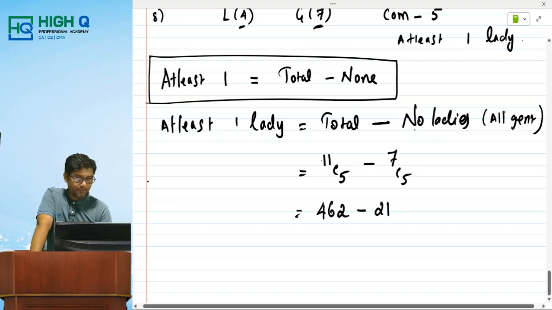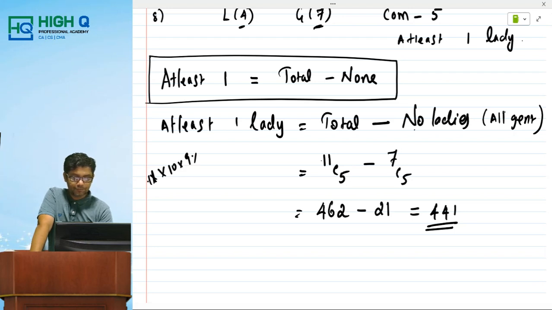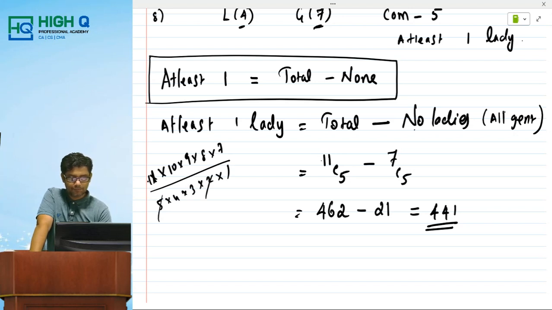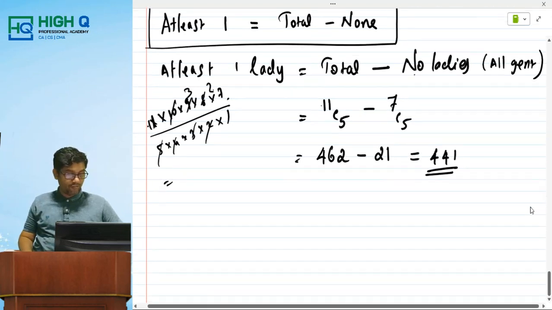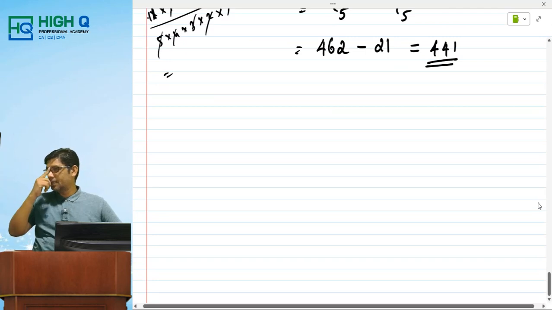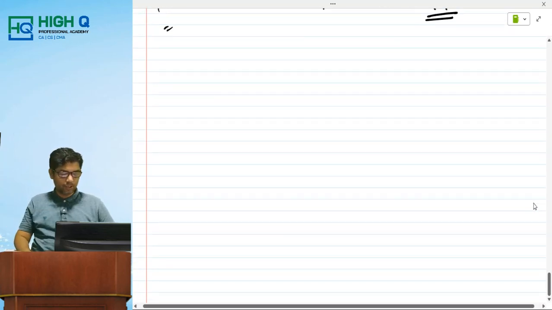7C5 is 21. Can you please check it? 11 into... yeah, 462 minus 21, which is 441. Am I right, my dear? This is the answer. Now, what you would have followed, I'll tell you.